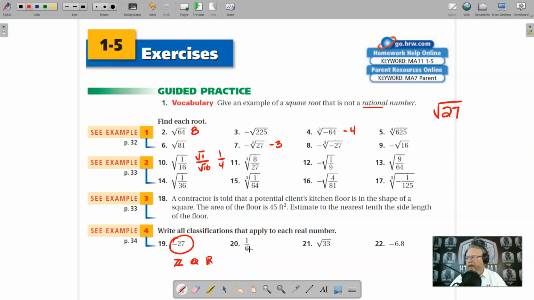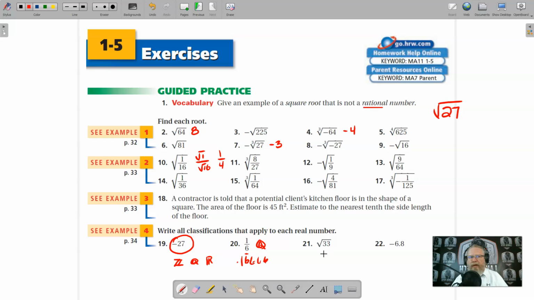In this case, 1 over 6 is a fraction, which means we could divide 1 by 6. If we did that, we would get 0.16666, and it just gives you repeating sixes, right? So since it is repeating, this would be a member of the rational numbers. So represent that with a Q for rational numbers.